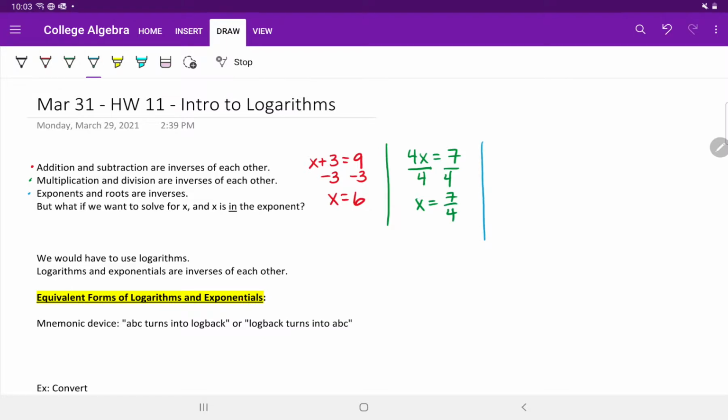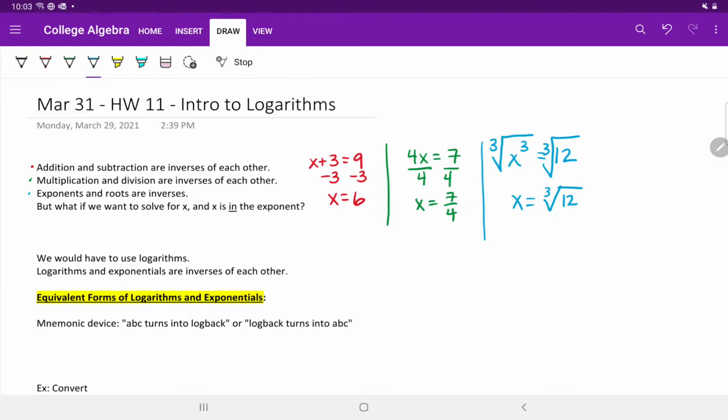Another type of inverse we should be familiar with is that exponents and roots are inverses. So if I had x cubed equals 12, and I wanted to solve for x, I would do the inverse of the cube, which is the cube root, to both sides. So I would end up with x equals the cube root of 12.